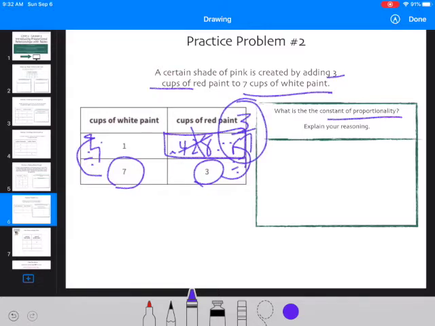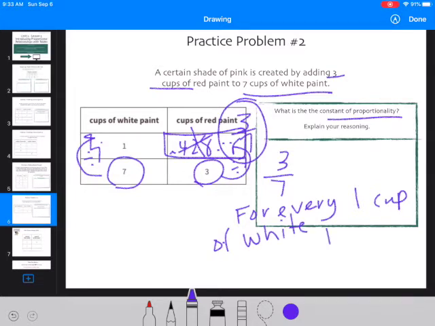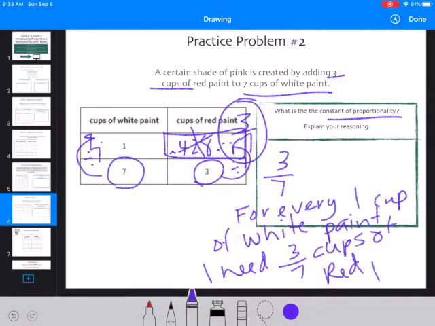So what is the constant of proportionality? 3/7. So what does that mean? For every 1 cup of white, I need 3/7 cups of red paint. So your constant of proportionality is how much for 1.